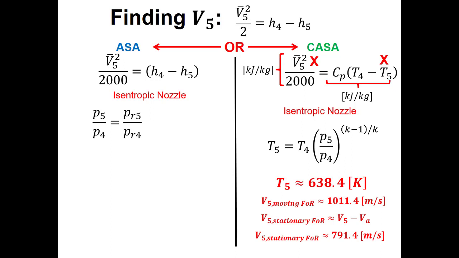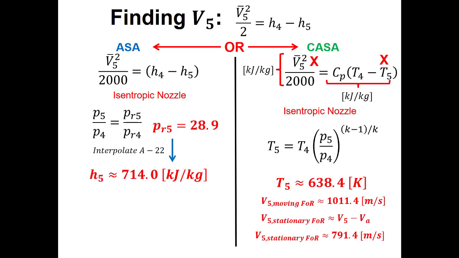I know P4 because I found that at the last state. I know PR4, which I also found by interpolating at the exit of the turbine. So the only thing here I don't know is PR5. So once I find that, then I can put that information into table A22. I can interpolate and find that H5 is 714 kilojoules per kilogram.